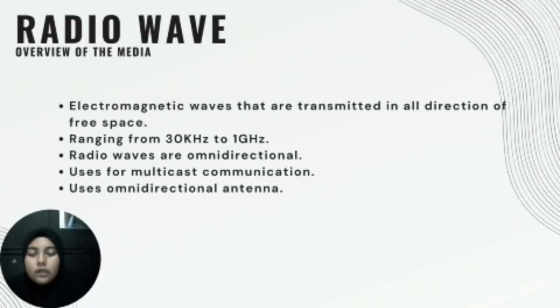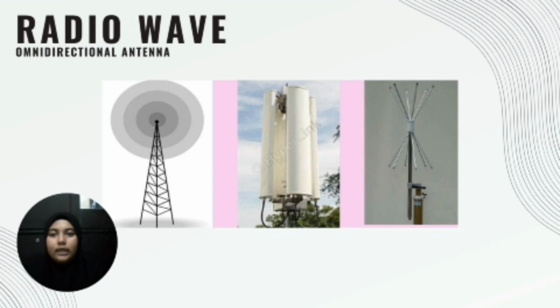Radio wave is one of the wireless transmissions. Radio wave is an electromagnetic wave that transmits in all directions of free space, ranging from 30 kHz to 1 GHz. Radio waves are omnidirectional, used for multicast communication, and use an omnidirectional antenna. There are a few examples of the omnidirectional antenna that are used to send out the radio wave.